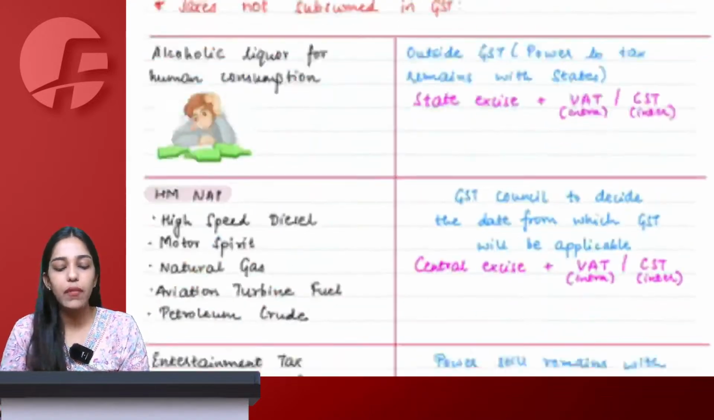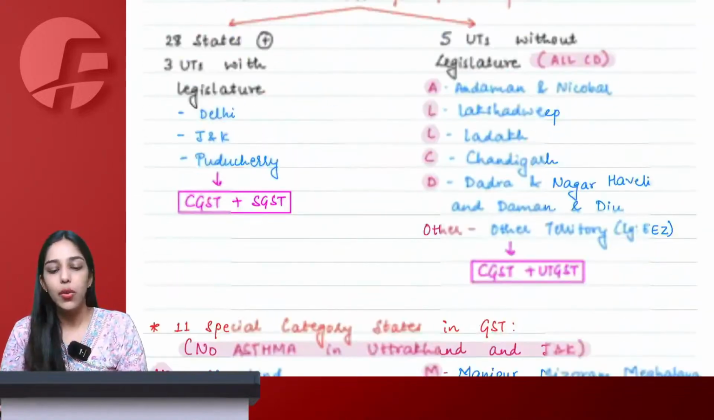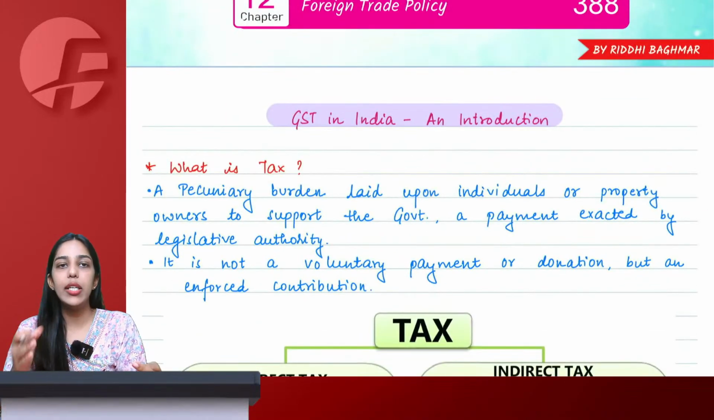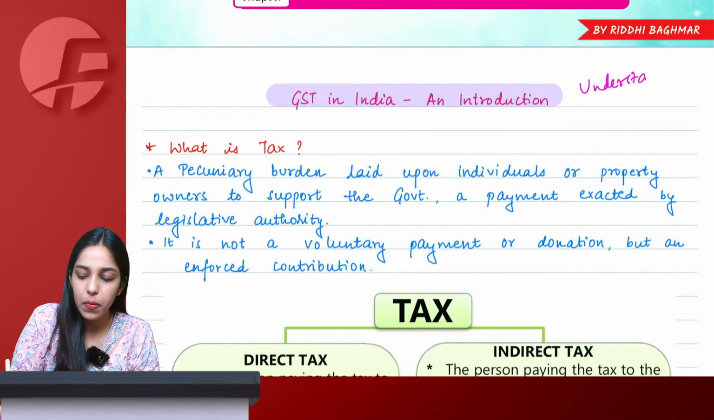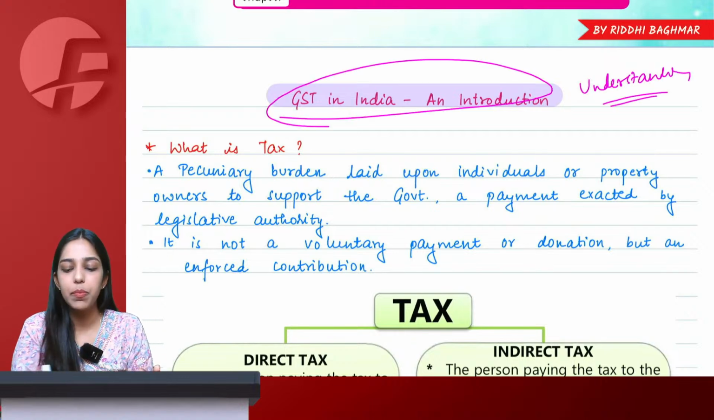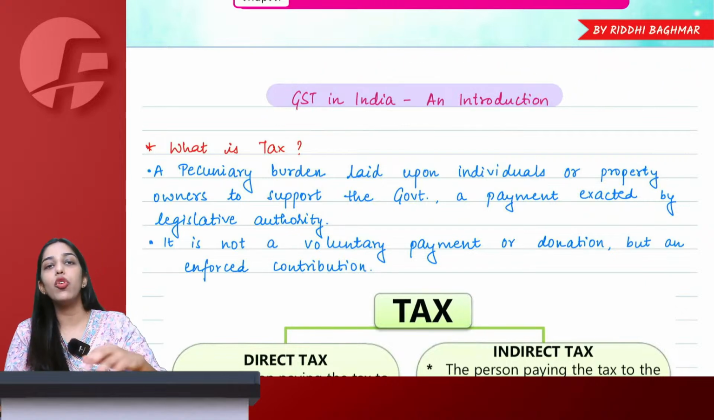Then also why have I given it, ma'am? Because some things here are important for your understanding. You have to understand these things, only then you can proceed forward with the remaining syllabus. So this entire GST in India introduction is only for understanding. One day prior to examination, you are not expected to revise this particular topic. Only 5-6 pages I have given here just to give you an idea.